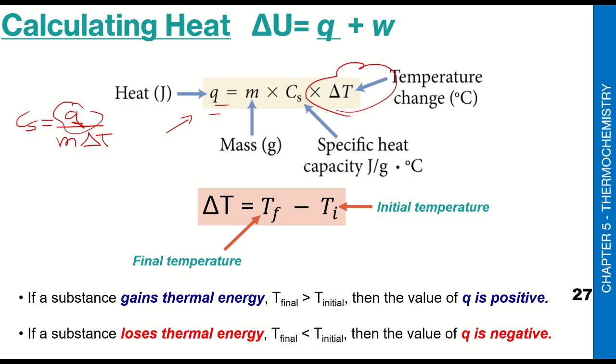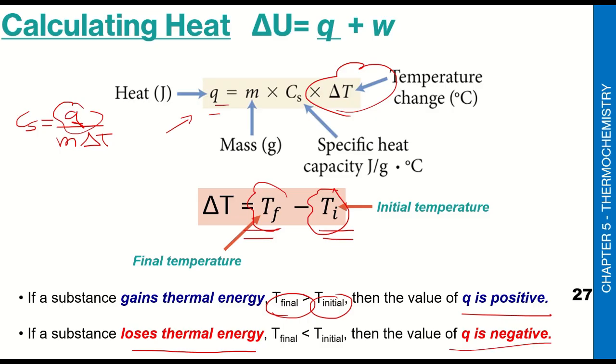Remember, delta T is the final temperature minus the initial temperature. We represent the final by T_f, and T_i is the initial. If a substance gains thermal energy, the final temperature will be larger than the initial temperature, so delta T will be positive. If it loses thermal energy, it will be negative. Okay, heat will be negative.